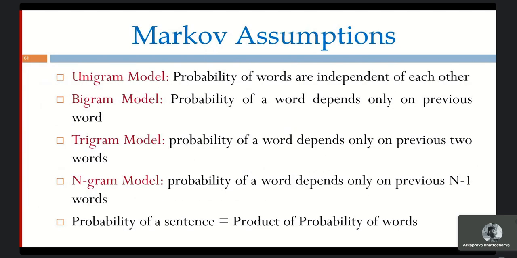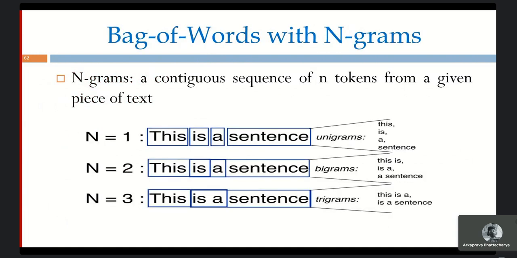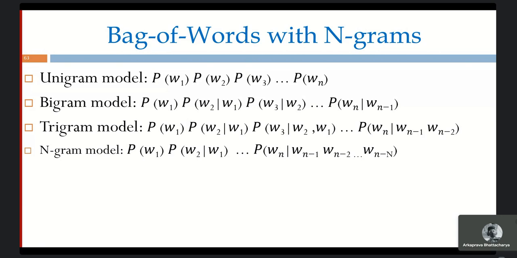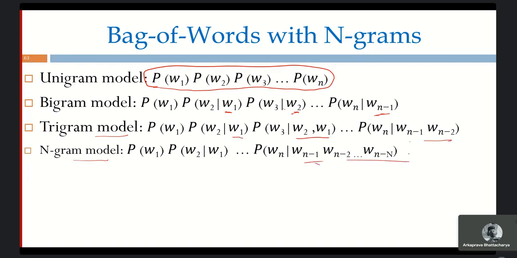Same thing, Markov assumptions: how do we represent them? This is the bag of words model with n-grams. You can see n is equal to 1 word, n is equal to 2, 2 words, 3 words. When I represent them in probability form, the unigram model does not require any previous word. But the bigram model requires a one word history, that is the previous word. The trigram model requires a two word history. And the n-gram model depends on an n-1 word history.